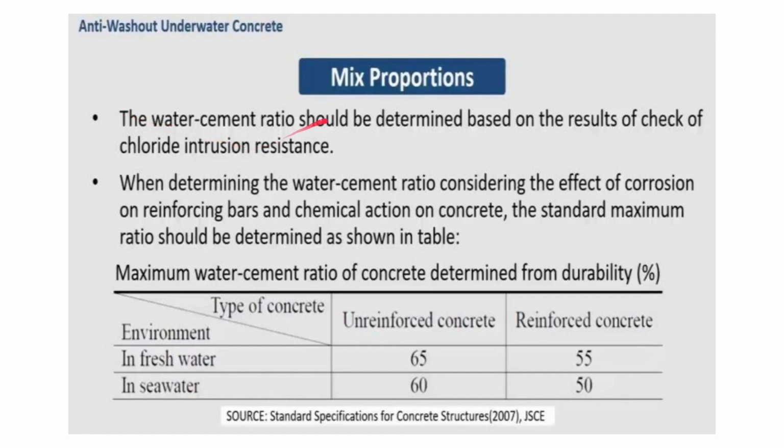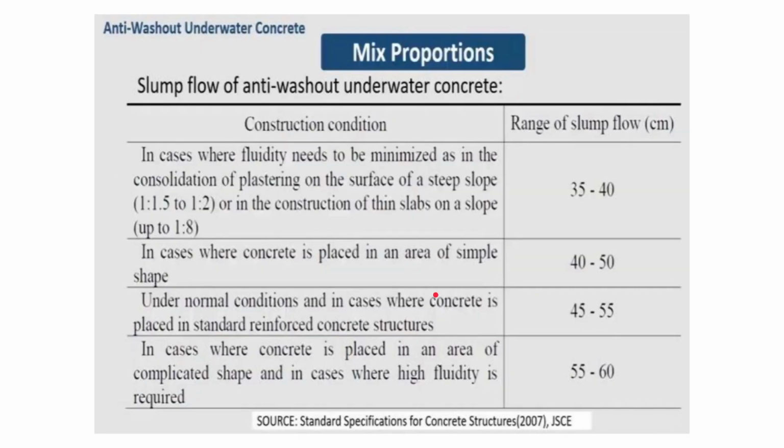The water cement ratio should be determined based on the results of a check of chloride intrusion resistance. When determining the water cement ratio, considering the effects of corrosion on reinforcing bars and chemical action on concrete, the standard maximum ratio shall be determined as shown in the table. For fresh water, the water cement ratio will be 65% for unreinforced and 55% for reinforced concrete, whereas in the case of seawater, it is lesser, 60 and 50% respectively, from the durability perspective.